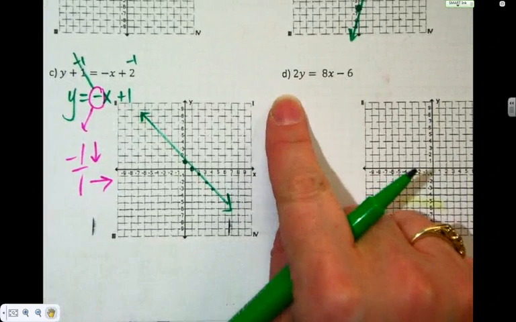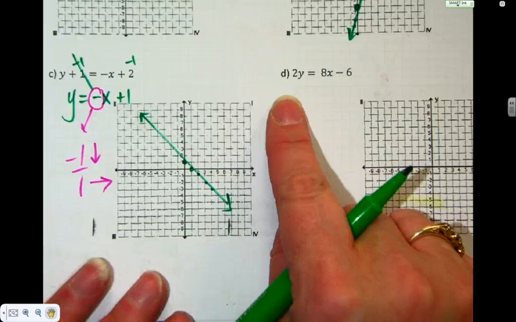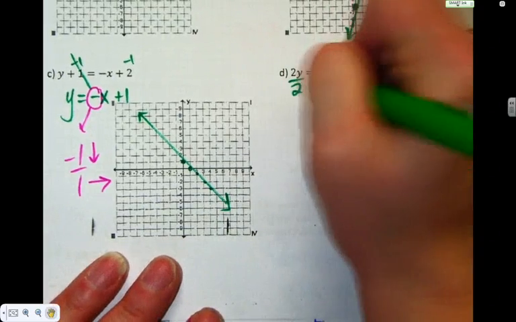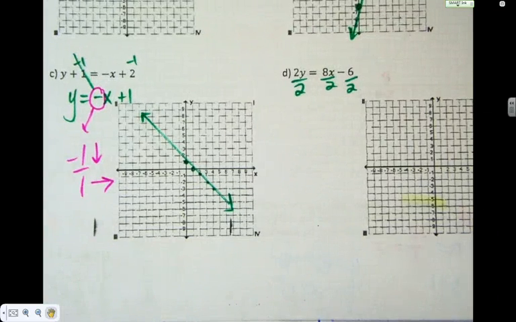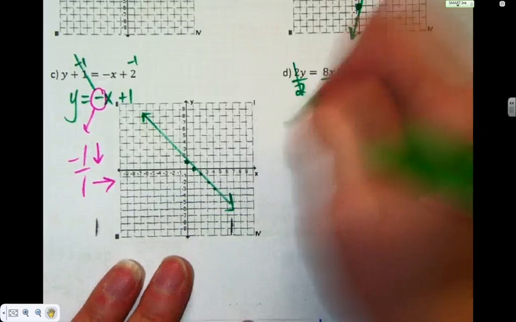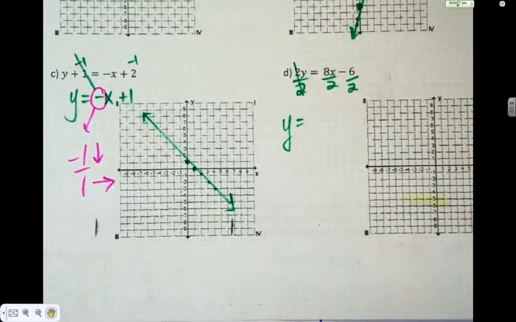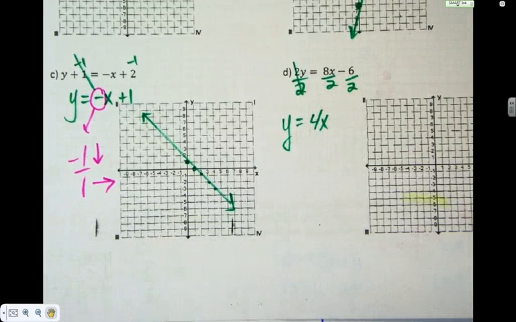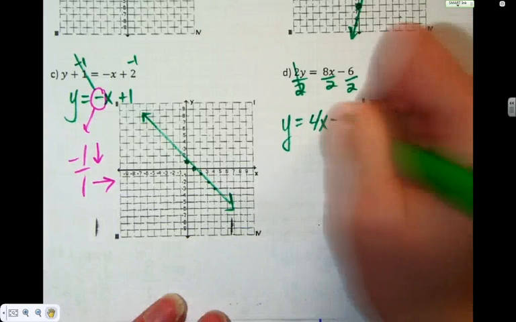Is y by itself? No. How do we get rid of a coefficient of 2? Okay, watch what I'm going to do on the right. I'm going to divide each of these by 2. Okay, so if you divide one thing by 2, you got to divide everything by 2. So the 2's cancel on the left, which leaves me y, which is good. That's what I want. What happens on the other side? 4x minus 3.